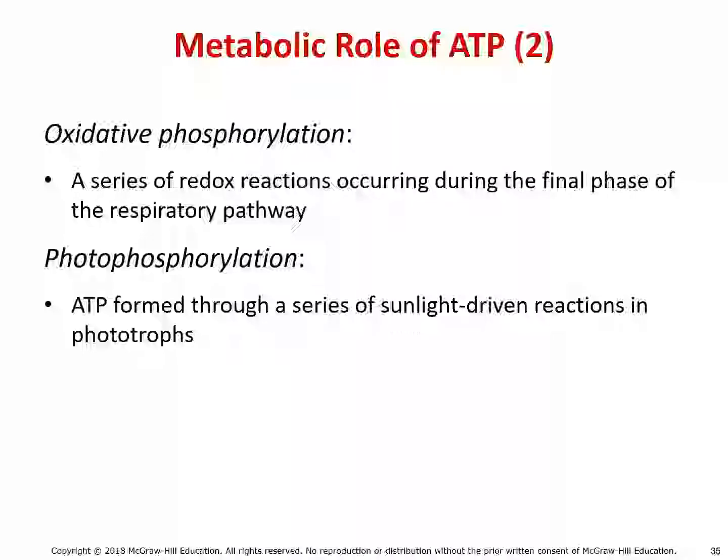Oxidative phosphorylation and photophosphorylation are going to help us produce significant amounts of ATP in a short period of time. Oxidative phosphorylation is a series of redox reactions occurring during the final phase of the respiratory pathway. If you went into the respiratory pathway at all, it should make sense that the last step is the electron transport chain, where we do significant amounts of phosphorylation and produce lots of ATP. Photophosphorylation is a similar idea through which we'll make a lot of ATP, but what's going to drive these reactions is sunlight. So this is really the first part of photosynthesis.